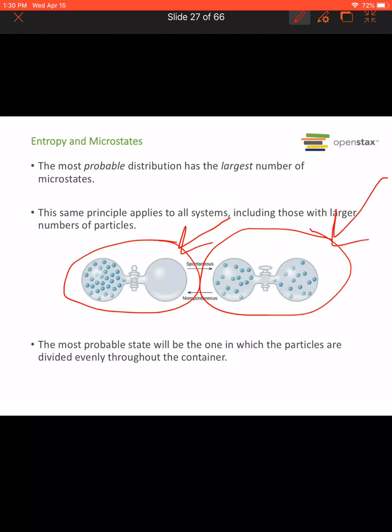spontaneously, what will happen is when you open that valve, some of the particles will go over into the other side. And so this would be a spontaneous reaction on the right. Non-spontaneous, again, you're forcing those particles to remain close together even though there's so much open space here. That requires work because those particles are going to naturally want to spread out.